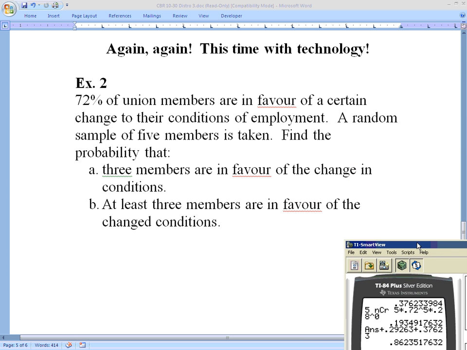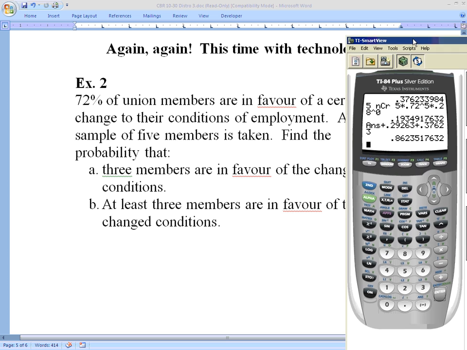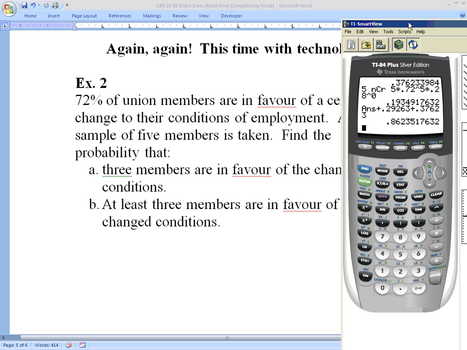Now what I'm going to do is show you how we can get these in a much faster way. So 3 members are in favor of the change in conditions. Going back to part A, we already know our answer is 29.3%. But we're going to find that much faster. We're going to go to our distribution menu, which is second, and then the vars key, and you'll see DISTR written above it. So second key, and then the vars key, and again, that vars key is just below to the left of the down arrow.